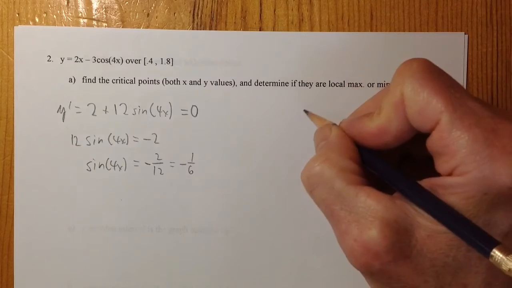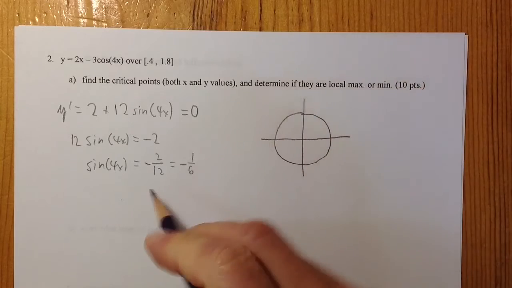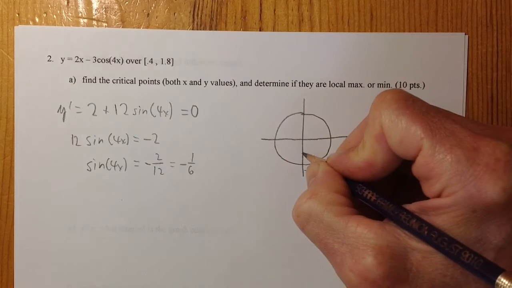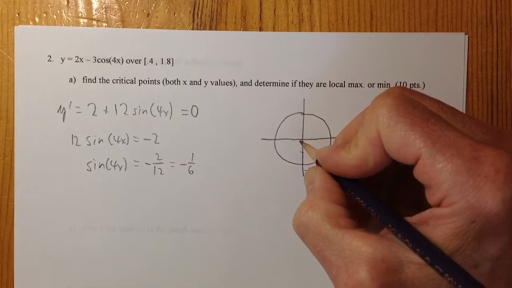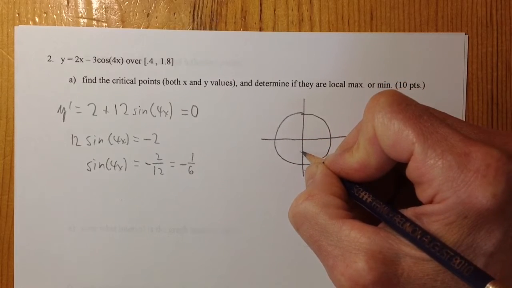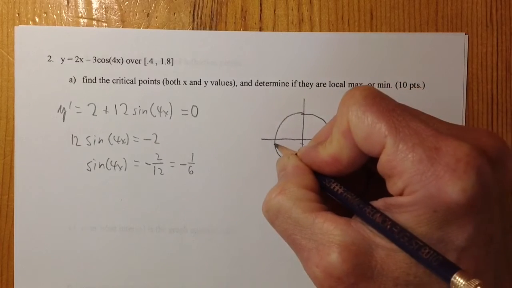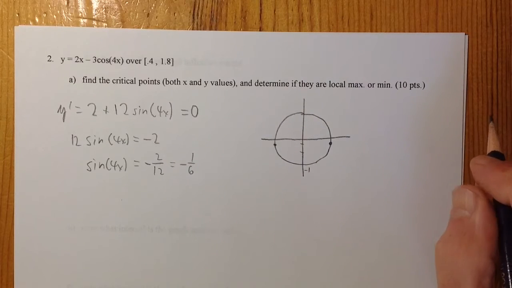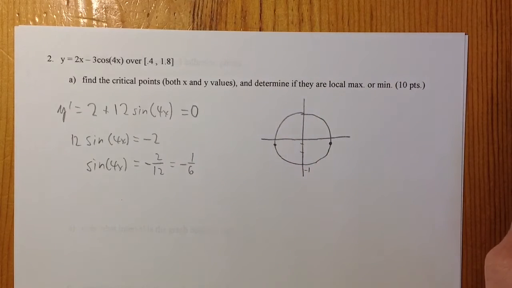So I'm going to draw my unit circle here just to see what we're thinking about. Sine is the y value, so negative 1/6 is not down very far, right? Here's negative 1, here's negative 1/2, so 1/6 is about a third of that. It's just right about here, right? So we have this point and this point where the y value is negative 1/6. So those are 2 points where sine of 4x is negative 1/6.